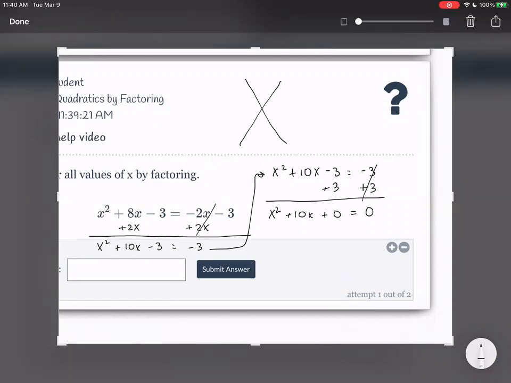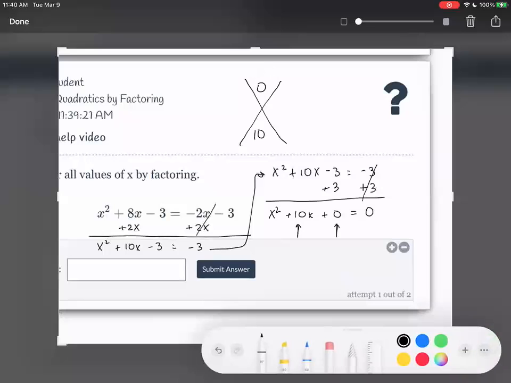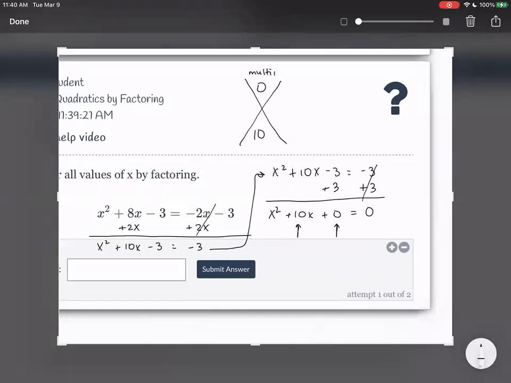So we're going to take this number that's at the end and put it on the top. And remember, you want these two numbers to multiply to 0. We're going to take this number that's in the middle and put it on the bottom over here, and you want the numbers to add to 10. And so we have to think to ourselves, what two numbers multiply to 0 and add to 10?